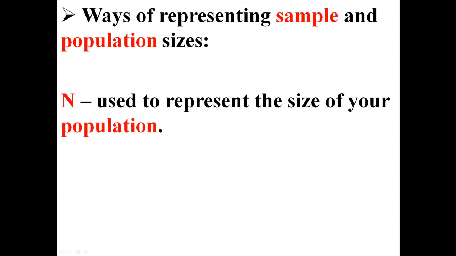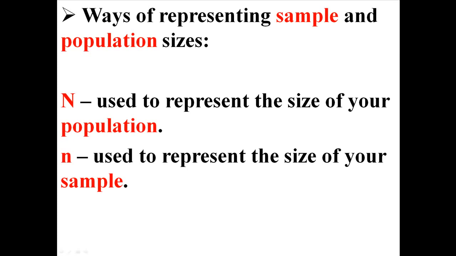I'm going to talk about different ways of representing population and sample sizes. Basically, if you see a capital N, that means I'm talking about the size of a population. And if you see a lowercase n, that means I'm talking about the size of a sample. And I'm going to give you an example of that now just so we don't get confused in the future.